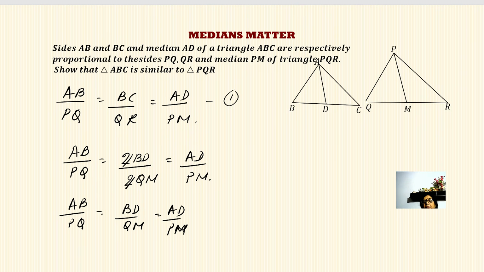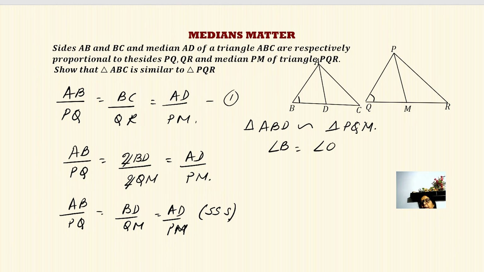So they are basically the sides of these two small triangles. All the three sides of ABD are proportional to the sides of the triangle PQM. So we can write triangle ABD is similar to triangle PQM, the two small triangles. The criteria that we have applied is SSS criteria of similarity. So we can write angle B is equal to angle Q, the corresponding angles become equal.